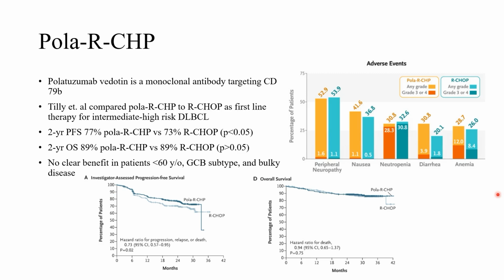And when we look at the adverse events, they weren't too different. One of the big ones that I usually look for is the neutropenia, which, when it came to overall and higher grades, so the grade 3 or 4, was not higher than R-CHOP. So in other words, not a greater risk of neutropenia, including high-grade neutropenia, in Pola-R-CHP when compared to R-CHOP.